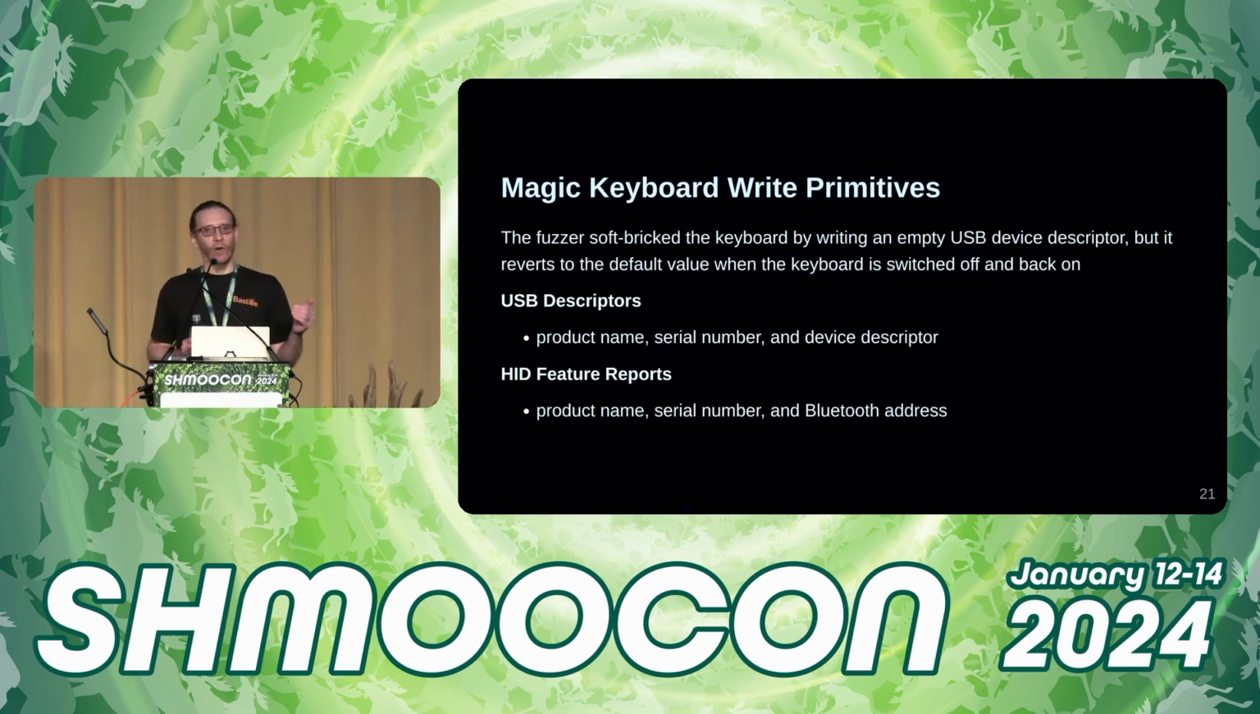Similarly, there are a bunch of writable HID feature reports. These are the reports that are used for configuring settings on the device. And so over USB, an unauthenticated host can change the product name, serial number, can write the device descriptor as well as some other descriptors, and can also write the Bluetooth address of the keyboard. And so at this point, it looked like this might be something that could be used as part of the normal operation of the device.